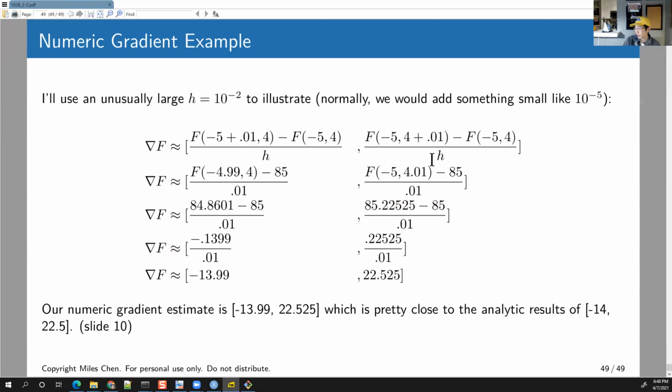We do the same thing. We need a two-dimensional vector for the gradient. And so we're going to do the same thing by altering x2 by a little bit, right? So we start off at -5, 4. That has a value of 85. What happens if I add 0.01 to 4, right? So now I calculate the function f using -5, 4.01, right?